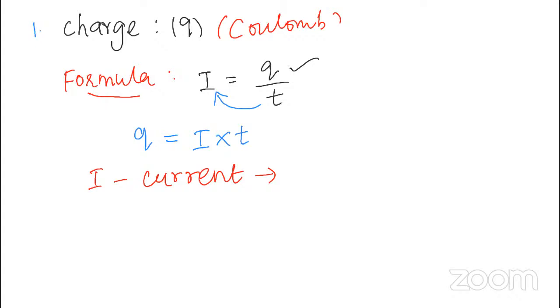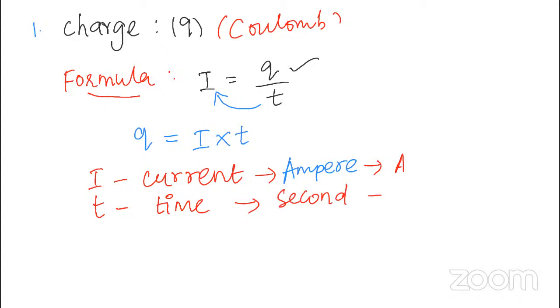Very good. It is ampere. So simply we write it as capital A. Then next one, small t, that is time. Time is measured by the SI unit, that is second. So simply we write the dimensional formula as T.